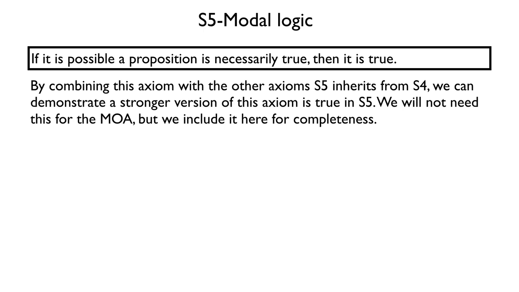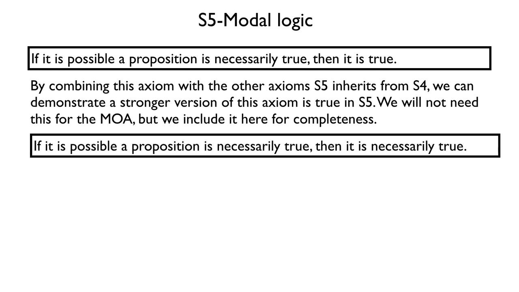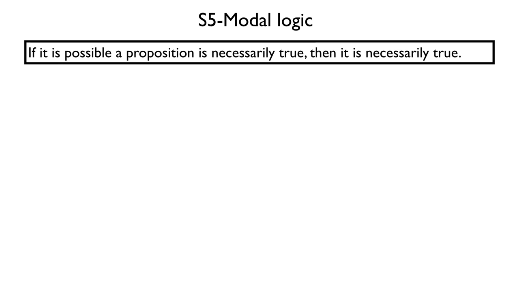By combining this axiom with the other axioms that S5 modal logic inherits from S4 modal logic, we can demonstrate a stronger version of this axiom is true that also has to be true in S5 modal logic. We will not need this stronger version of the axiom for the modal ontological argument, but we will include it here for completeness and also to help better understand S5 modal logic. So if it is possible a proposition is necessarily true, then not only must that proposition be true, but that proposition must be necessarily true. So if it is possible a proposition is necessarily true, then it is necessarily true.